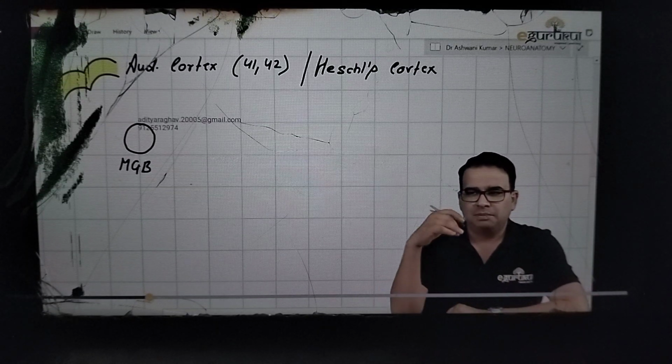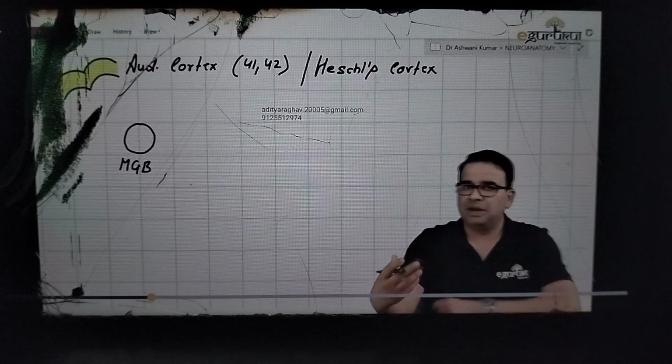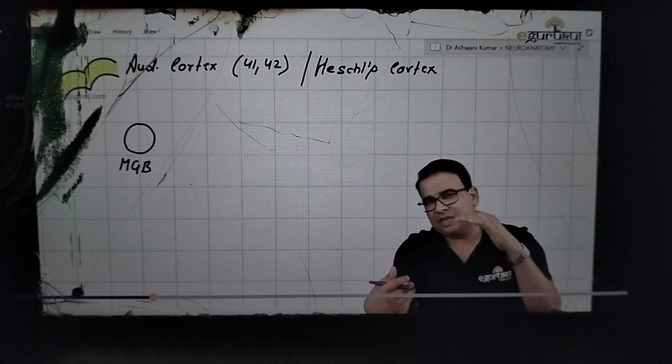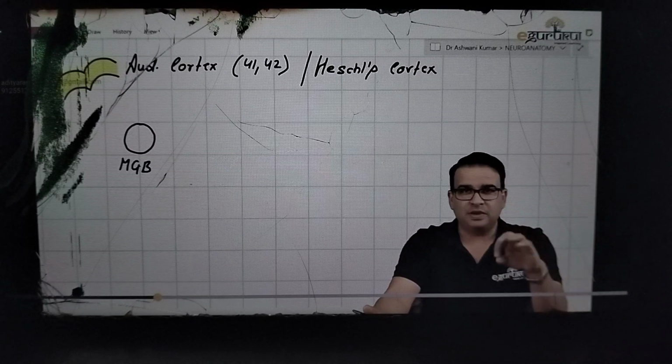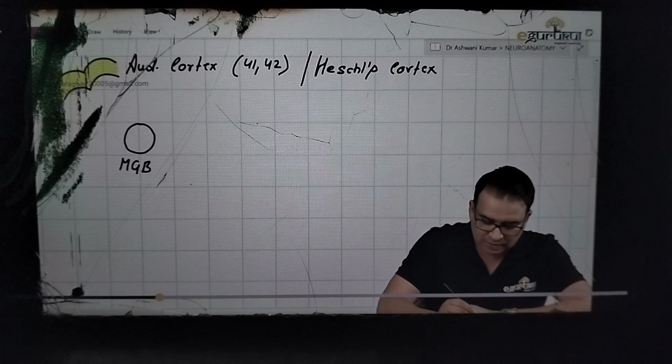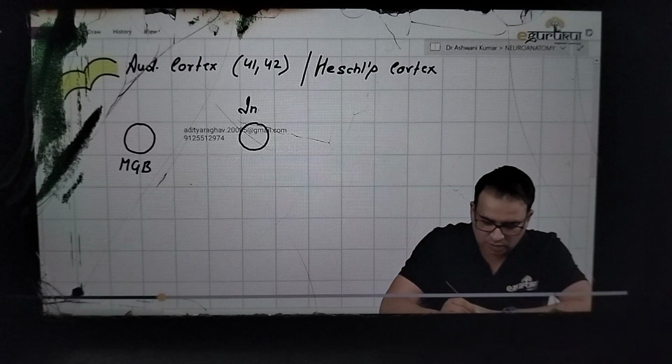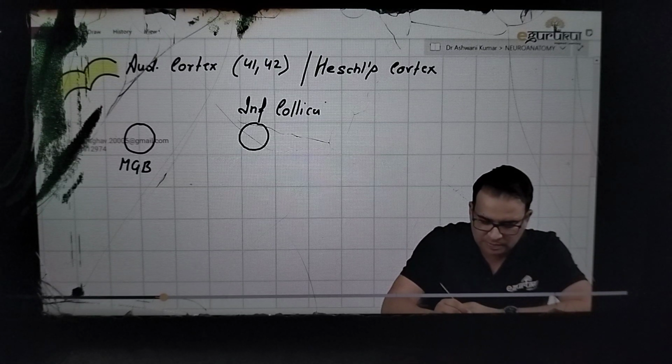Now the question is, medial geniculate body will be receiving the fiber from which part of the brainstem? Well, midbrain. Midbrain section can be taken at the level of superior colliculus and inferior colliculus. And you should remember that superior colliculus is connected to the lateral geniculate body, and inferior colliculus is connected to medial geniculate body. So it is inferior colliculus.